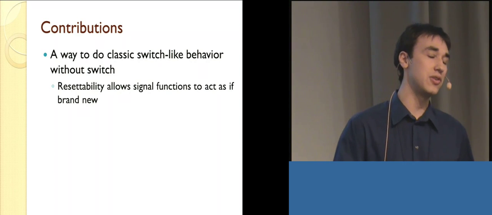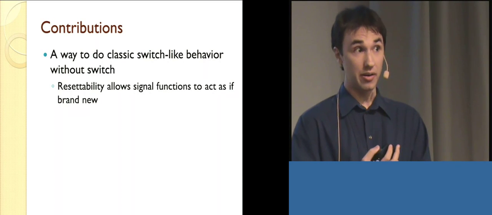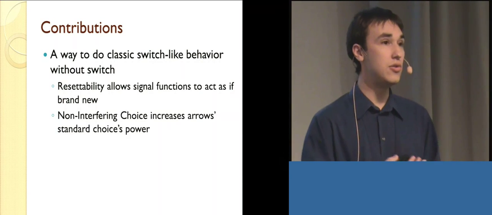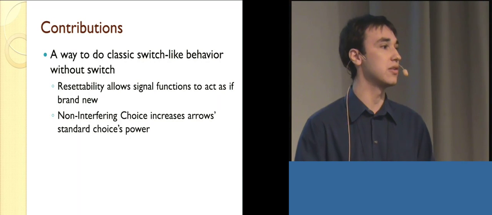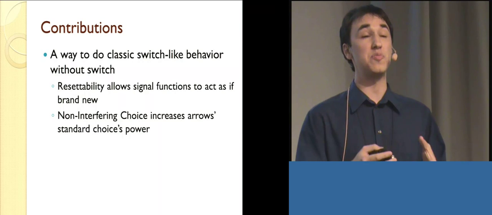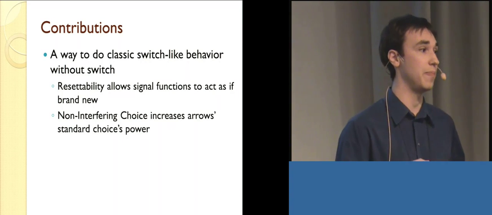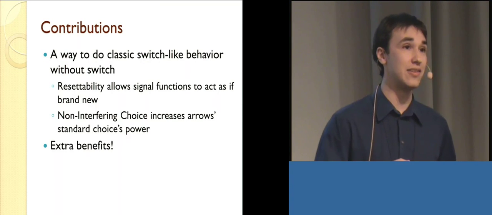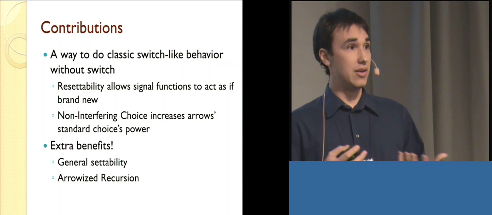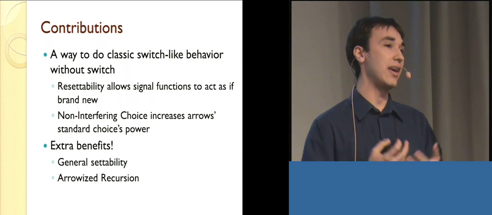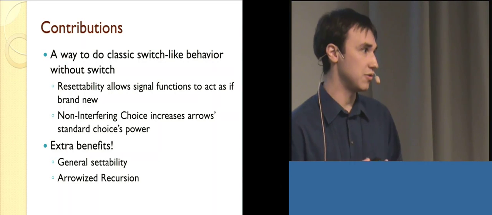So specifically, we introduce something called resettability, which allows signal functions to act as if they've just been started. And we introduce a new law to add to arrow choice called non-interfering choice, which increases choice's power to behave a little bit more like switch, to allow signal functions to start and stop. And additionally, when we add these, we're going to get two extra benefits. We're going to get generalized settability out of our idea of resettability, and we're going to get arrowized recursion, which is a slightly different way to do recursion with arrows.